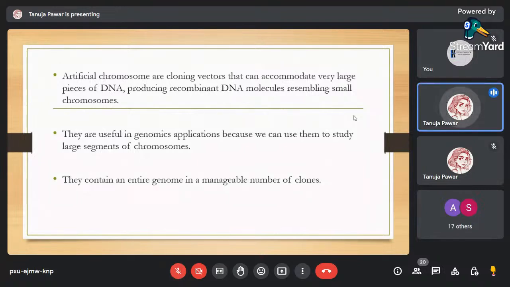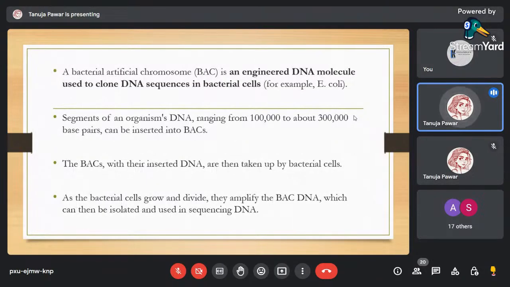Okay. So artificial chromosomes are like we create a plasmid-like structure in which we can insert a large segment of chromosome, which we can use to study, like in research purposes. And an artificial chromosome can contain an entire genome in a manageable number of clones. We can create many copies of the required chromosome.